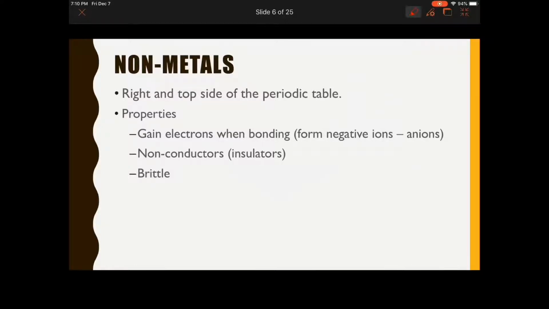And then they're also brittle. So if you tried to go and flatten these into a sheet, like you would with the metals, instead of actually flattening, these will break into tiny pieces. If you've ever tried to toss a rock really hard into the ground and you just watched it shatter into a million pieces, that is what would happen.